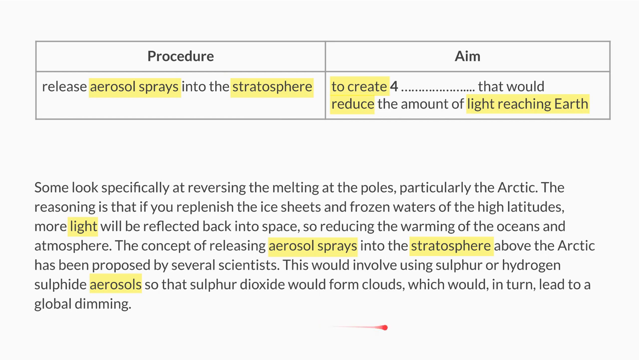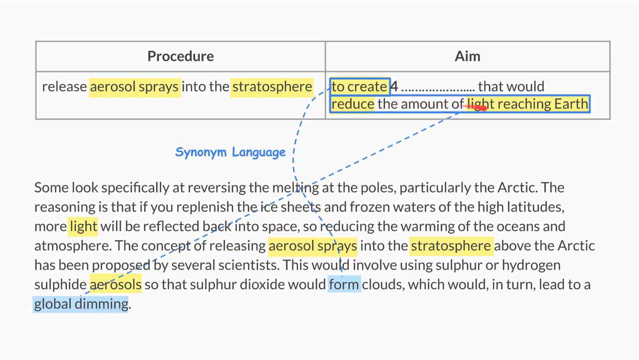All right, now I see some synonym language here, and I also see my answer. But let's go over the synonym language first. Right here we have the word form. The word form is synonym language for create. To form is the same thing as to create. Another synonym language here is global dimming. Global dimming is synonym language for a reduction in the amount of light reaching Earth. So the light has dimmed, the amount of light reaching the Earth has been reduced. So that is synonym language for global dimming.